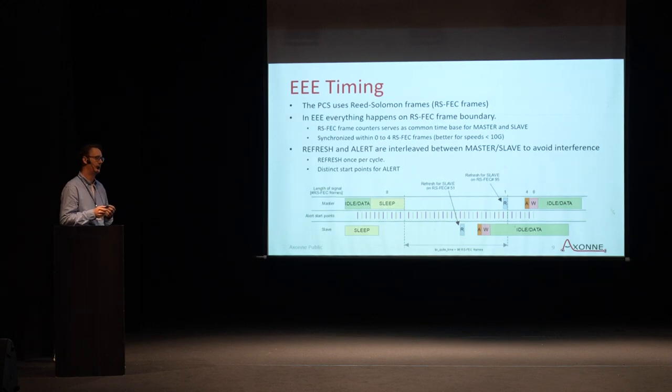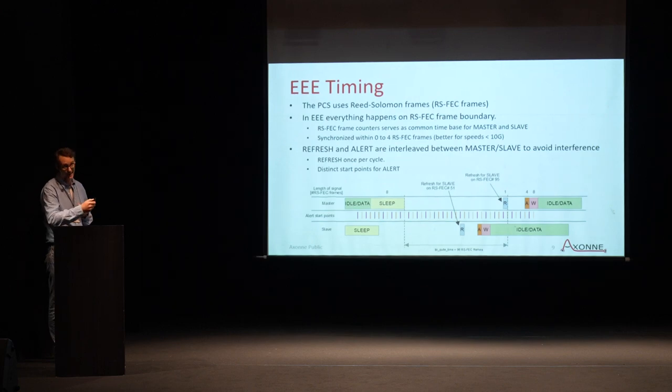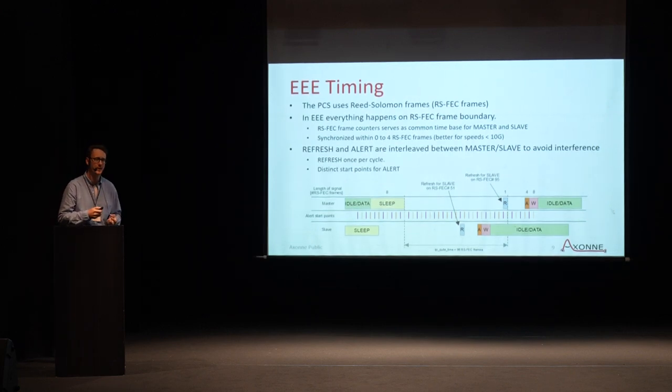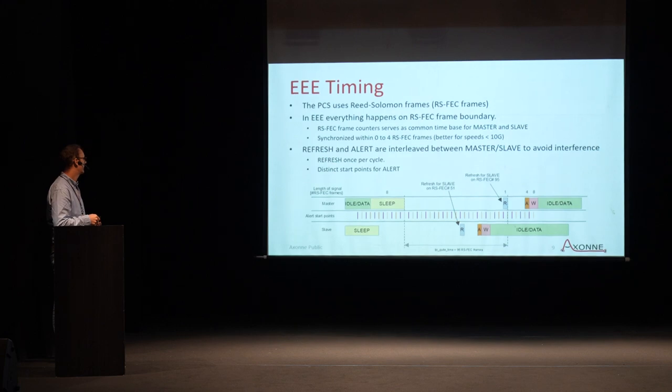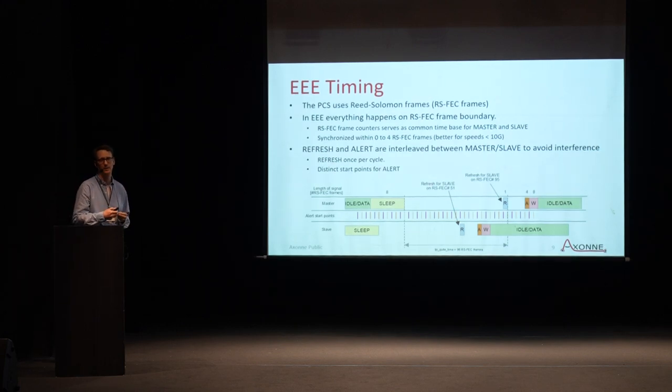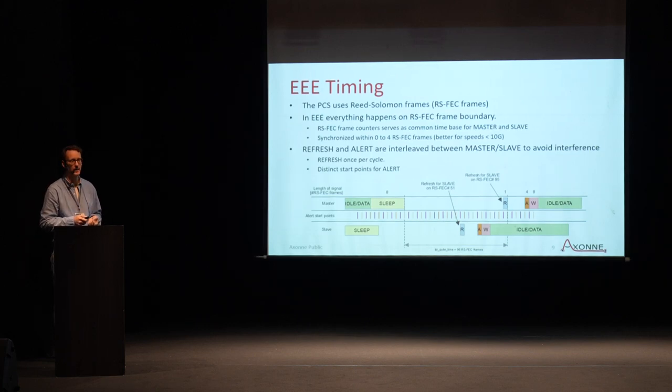Loosely think of this like a TDMA kind of scheme, but in reality it's not really. But it gives you a notion of slots. The master and slave are also synchronized on this Reed-Solomon frame counter, so they have an idea of what the time on the other side is, and that's used to disentangle and interleave these refresh commands, for instance, and make sure that both sides are not accidentally refreshing or alerting at the same instant, so that there's no collision scenario which would create additional noise and make everything a bit harder.